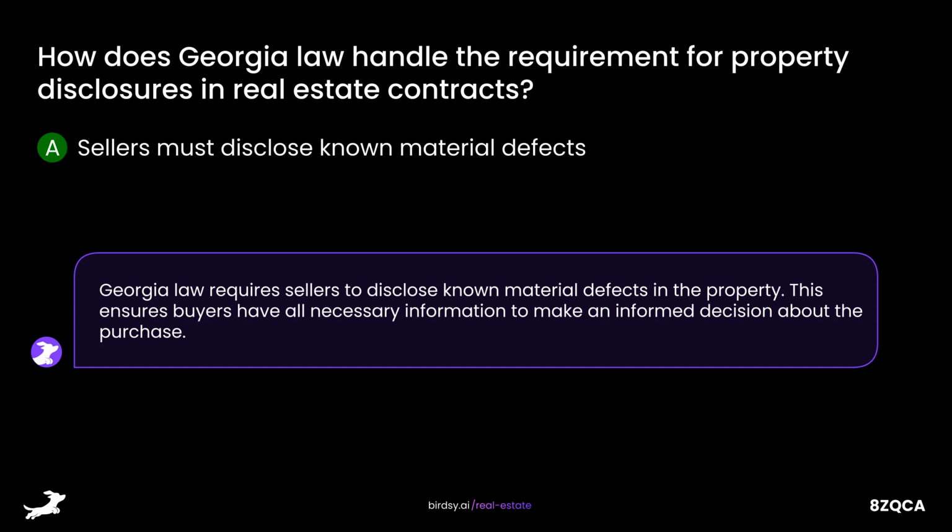Georgia law requires sellers to disclose known material defects in the property. This ensures buyers have all necessary information to make an informed decision about the purchase. Let's continue with licensing requirements and procedures.